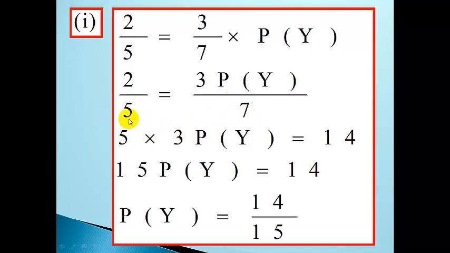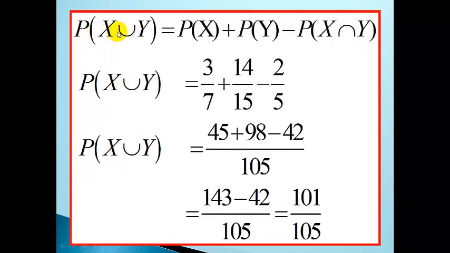Now we cross multiply. So 5, the denominator on the left hand side, multiplies the numerator on the right hand side. So we have 5 times 3 probability of Y is equal to 7 times 2, which is 14. Now 5 times 3 equals 15. So we have 15 probability of Y is equal to 14. We are solving for probability of Y, so we divide both sides by 15. When we divide the left hand side by 15, we are left with probability of Y, and when we divide the right hand side by 15, we have 14 over 15. So probability of Y is equal to 14 over 15.